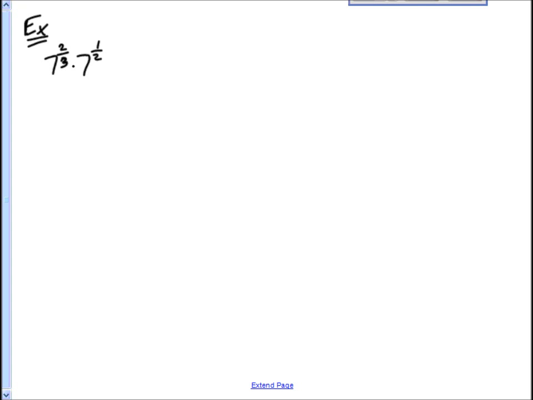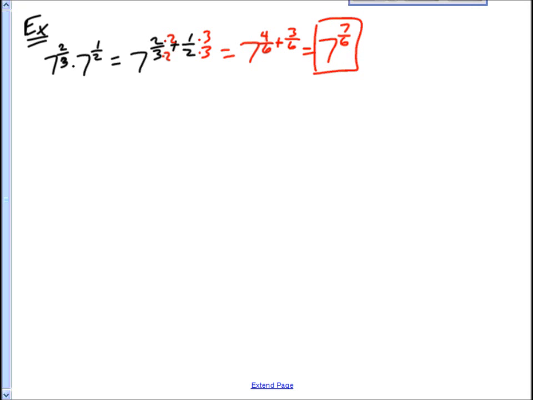Okay, 7 to the 2/3 times 7 to the 1/2. So here's your product of powers. You say, hey, both of those are base 7. That means I have to add that 2/3 and the 1/2, right? Well, we have to get a common denominator here. So let's get a common denominator of 6. So this ends up being 7 to the 4/6 plus 3/6, or 7 to the 7/6. Okay, we leave it just like that.